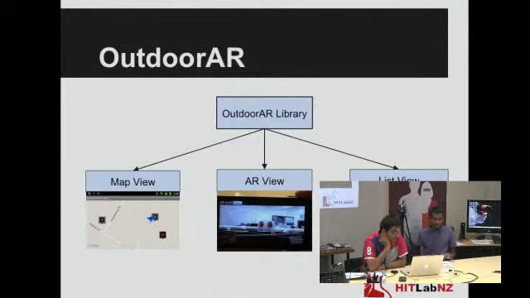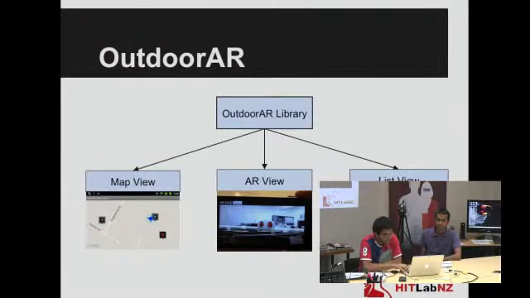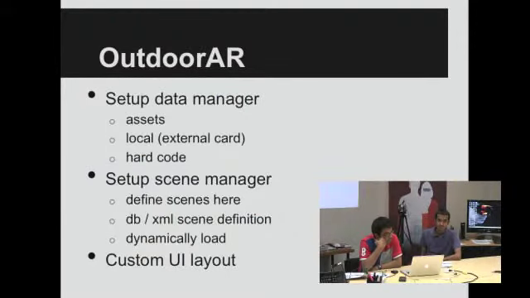So the Outdoor AR library on the whole caters to three different views. That is the map view, the AR view, where we overlay the virtual information in the real world, and list view. We'll be seeing these three in detail. So this is just kind of an intro. These three things are common to all the three views that's been described here. So let's look at it one by one.